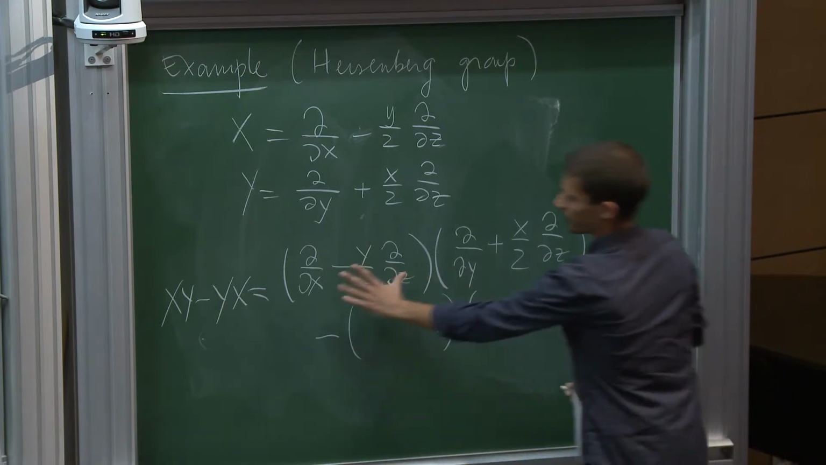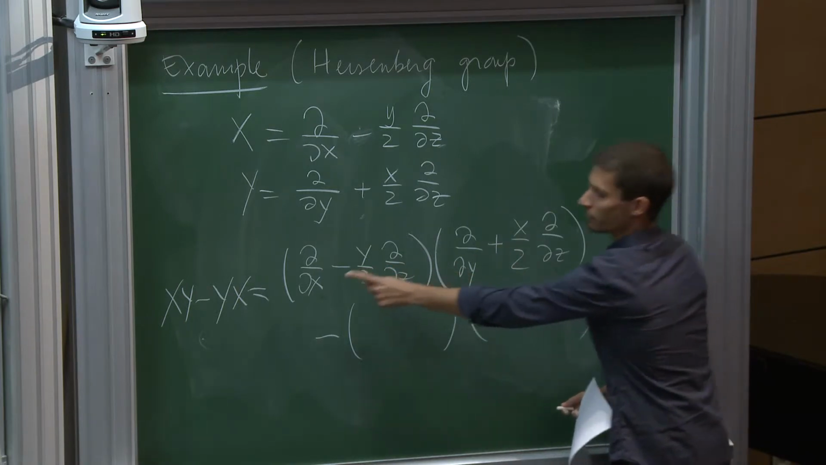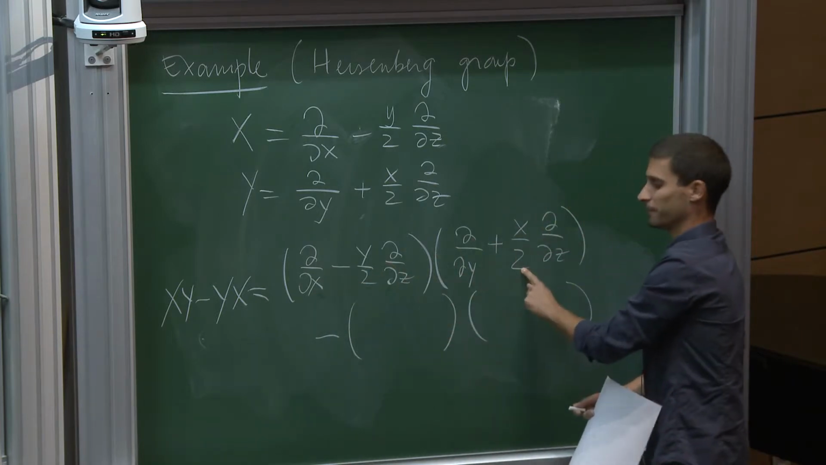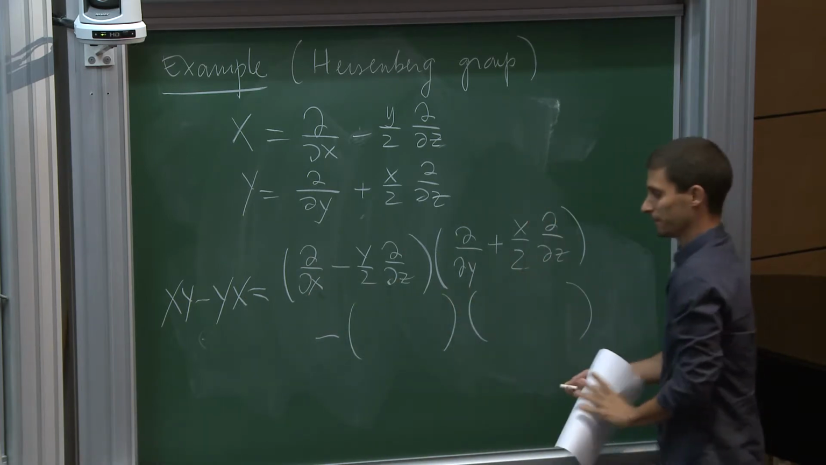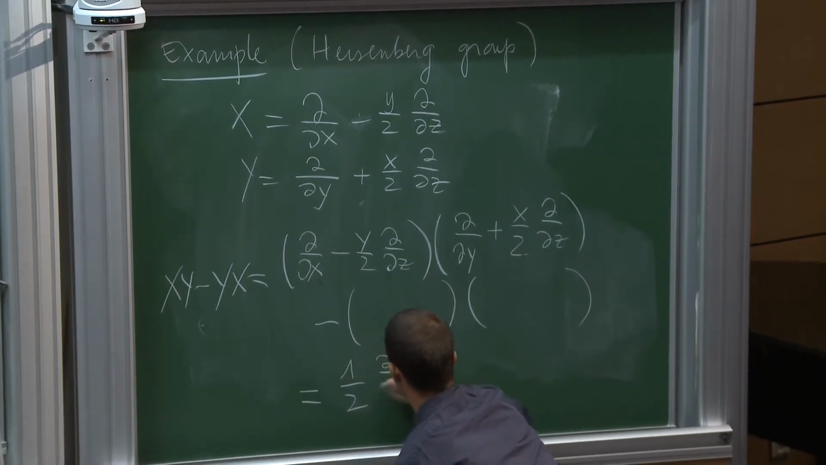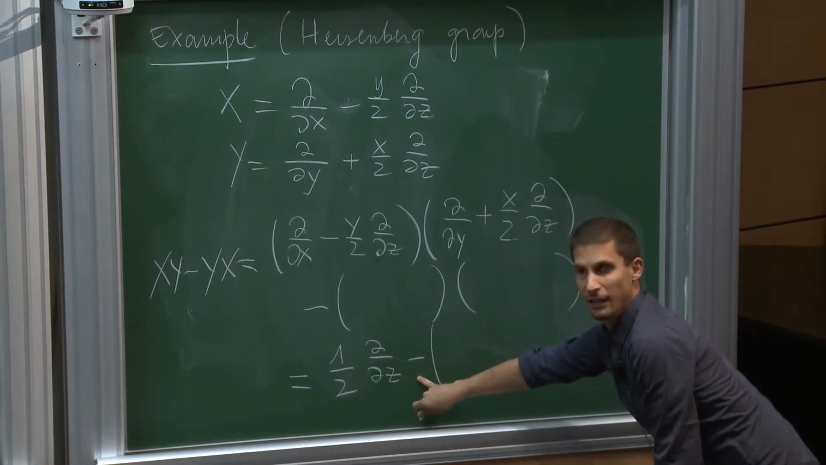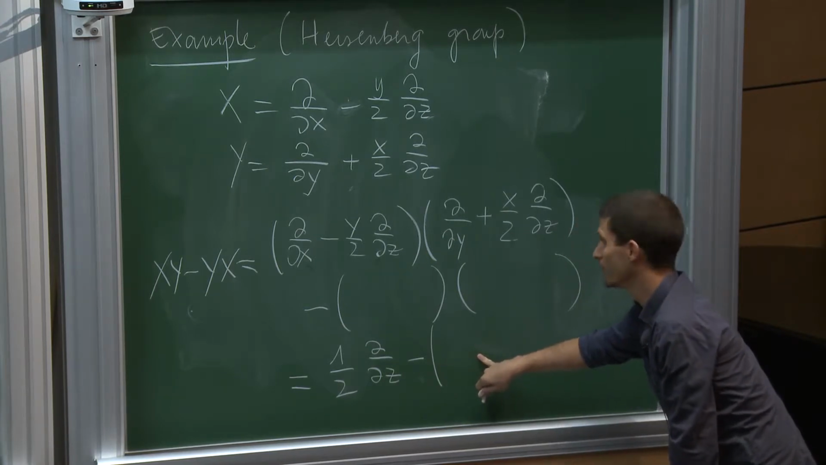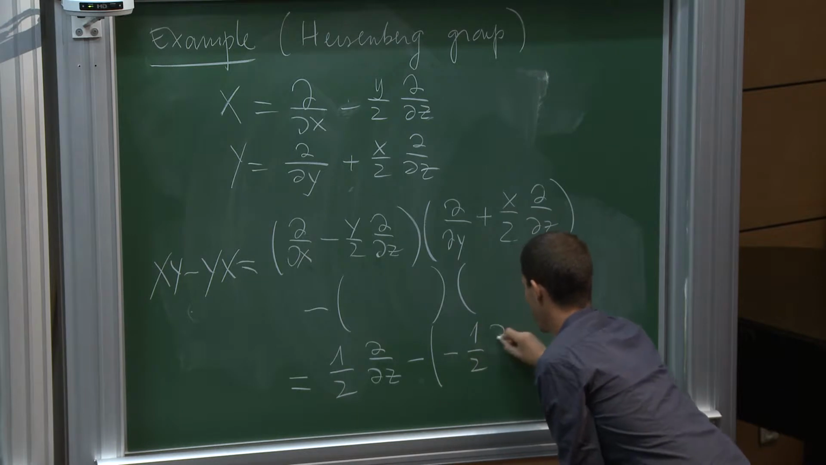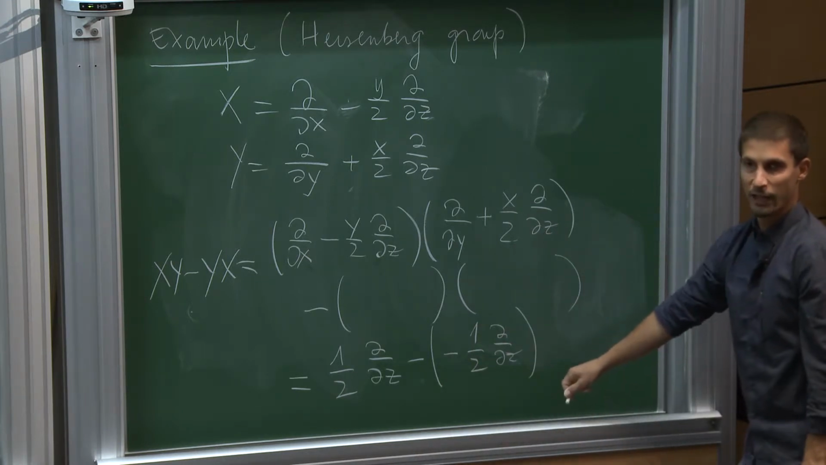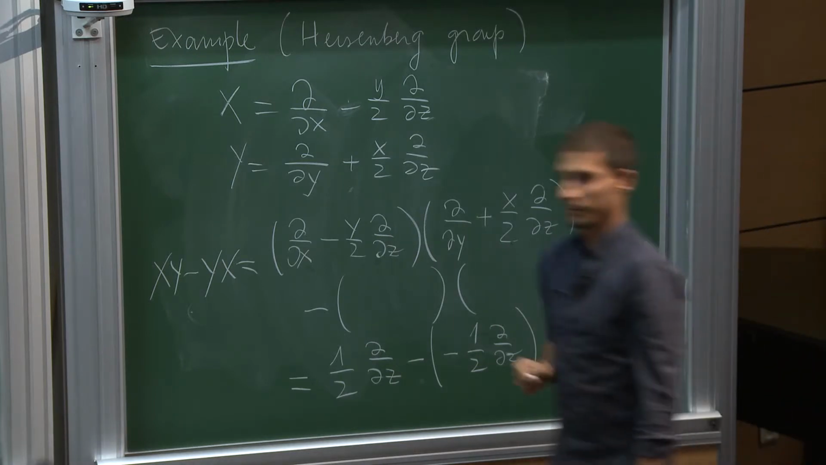Okay, what is happening here? When you use this to differentiate this one, the only thing that will get out is when this derivative of x acts on this. So when this differentiates this, you have one half of d dz. And from this, if you do the computation, you have a minus sign, and you have another minus one half of the dz, because this z, this y, go with this. And so we get dz. This is exactly what you got from that computation.